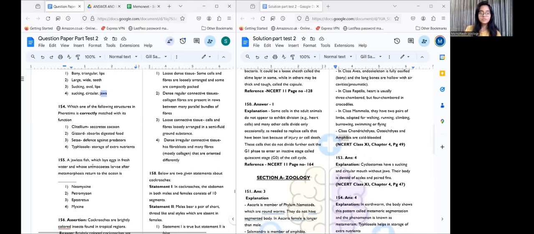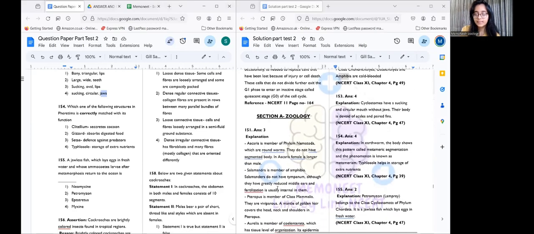Moving to the 155th question. A jawless fish. Jawless meaning it is a cyclostome belonging to Agnatha, which lays eggs in fresh water, so it is freshwater laying, and whose ammocoete larvae after metamorphosis return to the ocean, right? So now, who is the correct answer for this question? It is the second option, which is Petromyzon. Petromyzon belongs to class Cyclostomata in phylum Chordata, and it is jawless and a freshwater fish. Hence, the answer is Petromyzon.